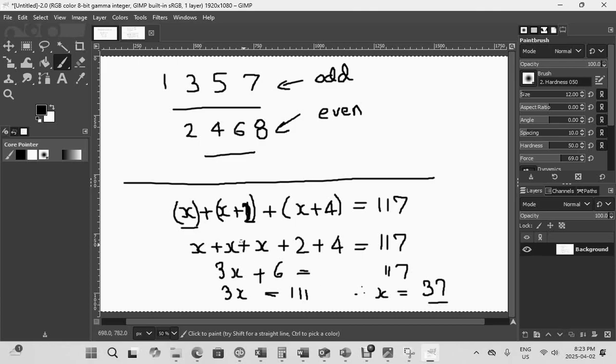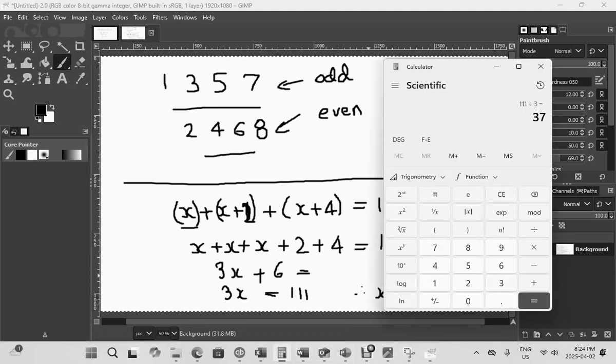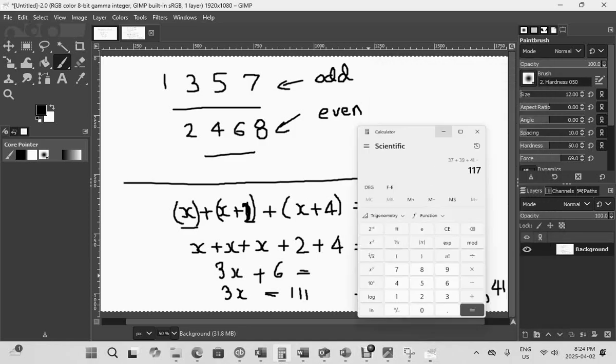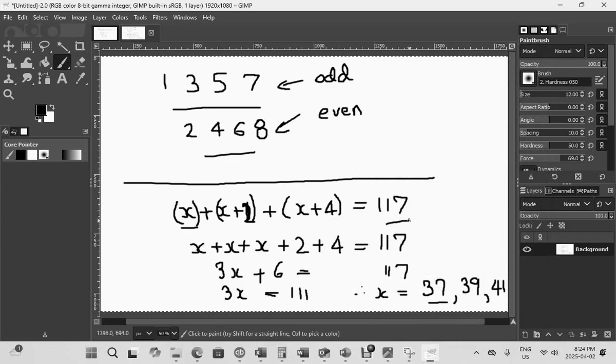Since x is 37, we know that x plus 2 will be 39. That's your second integer without decimals. And the third one, x plus 4, will be 37 plus 4, which is 41. And if you add them up, 37 plus 39 plus 41 will equal 117. That's the total we're looking for. So this is how you verify and double check.